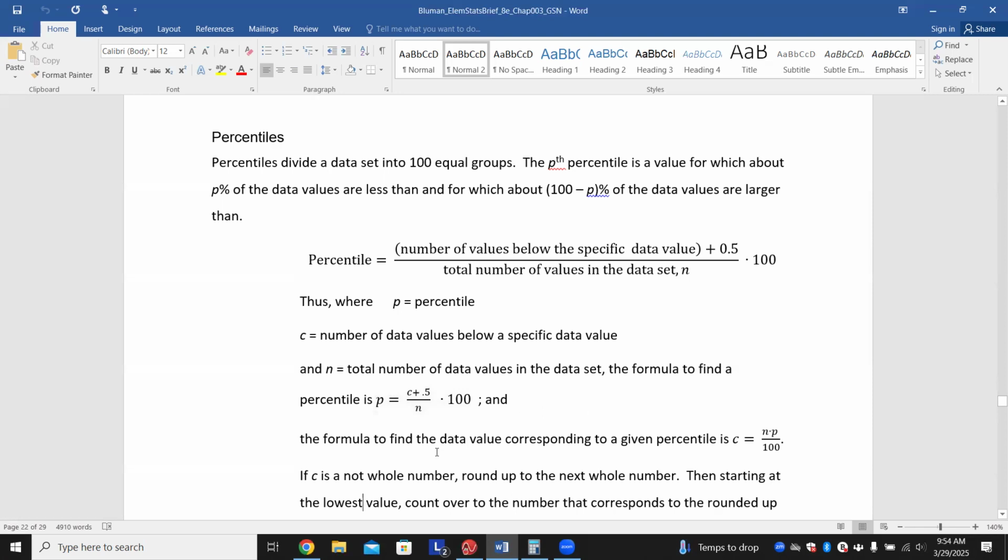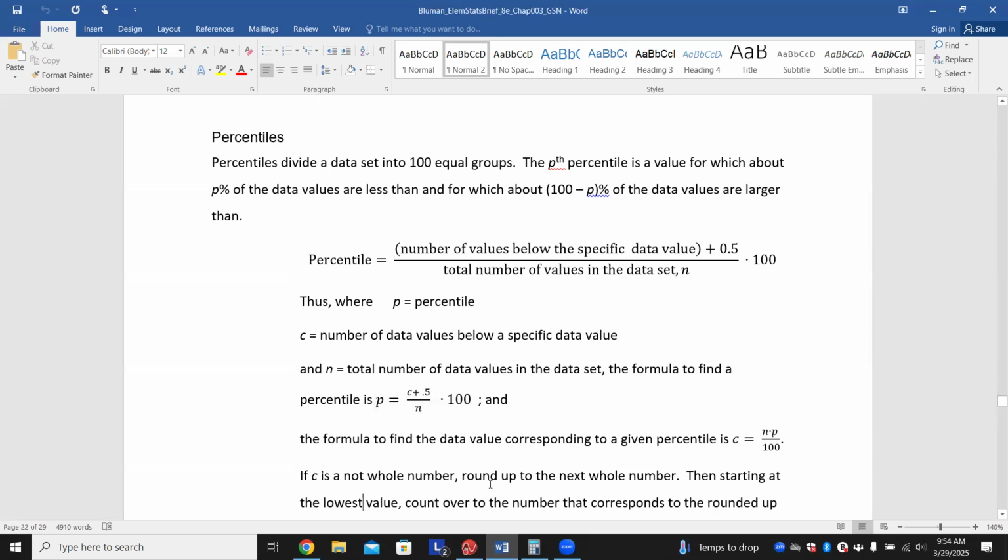The formula to find the data value corresponding to a given percentile is a little bit different. If I give you the percentile and I want to know what actual value corresponds to it, you would do N, the number of samples, times the percentile, divided by 100, and then you would find out how many numbers are below that percentile. That's what C again represents, the number of data values below the specific data value.